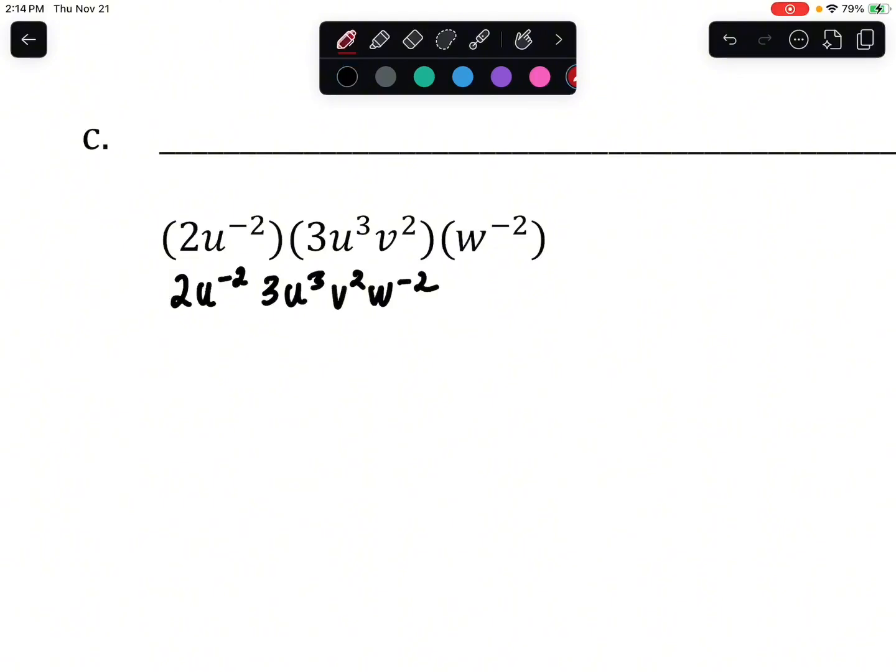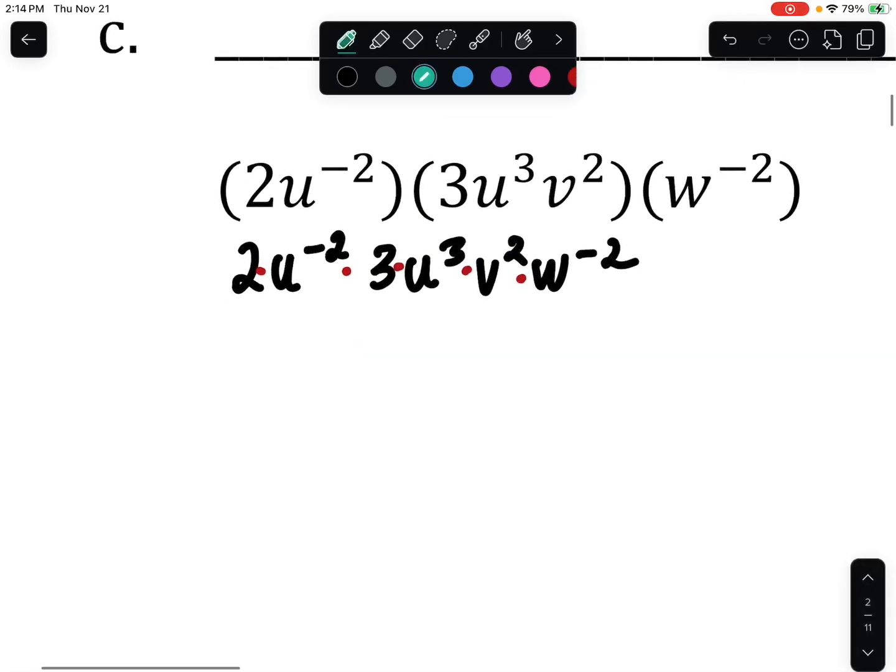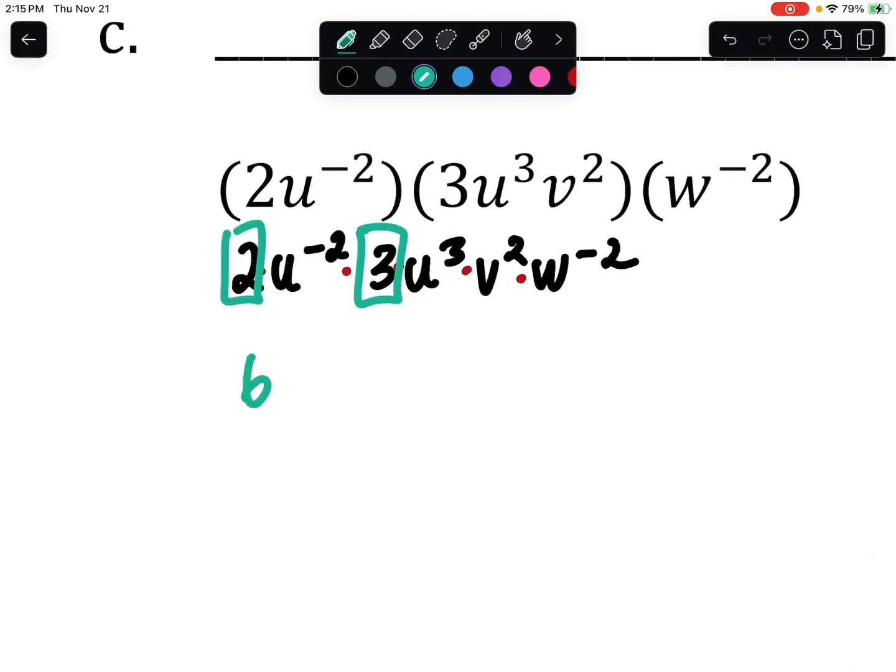And then, like I did before, you could put multiplication dots between each of these terms, just to remind you that you can move them around, rearrange them. And so our coefficients here are 2 and 3. We would multiply those to get 6. And then we would have u to the negative 2 times u to the 3rd. So remember, we add those exponents.